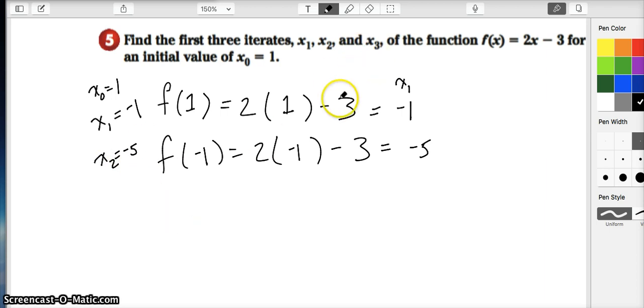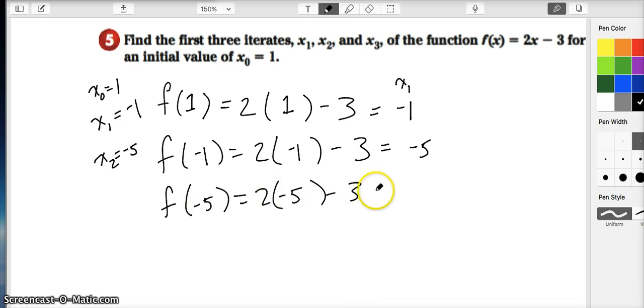To find x sub 3, we're going to go f of blank is equal to 2 times blank minus 3. We're going to put that -5 in there, guys, and we have finished our final example as soon as I tell you what x sub 3 is. X sub 3 is going to be negative 10 minus 3, which is negative 13. So x sub 3 is negative 13.